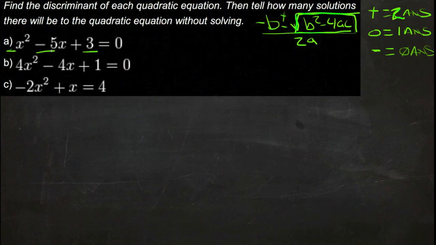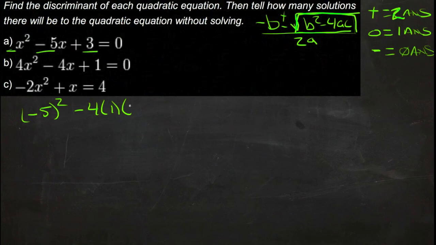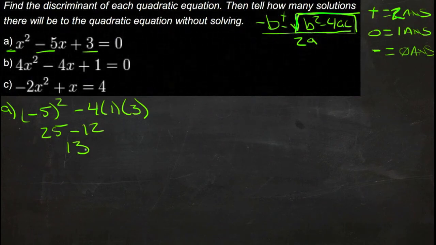So for our first one, we have b squared, that's negative 5 squared, minus 4 times 1 times 3. Mark this one so we can tell later. Negative 5 squared is 25, minus 4 times 1 is 4, times 3 is 12. So we get 13. Well, 13 is obviously a positive number, so we have two answers for this one if we were to go clear through the quadratic formula.